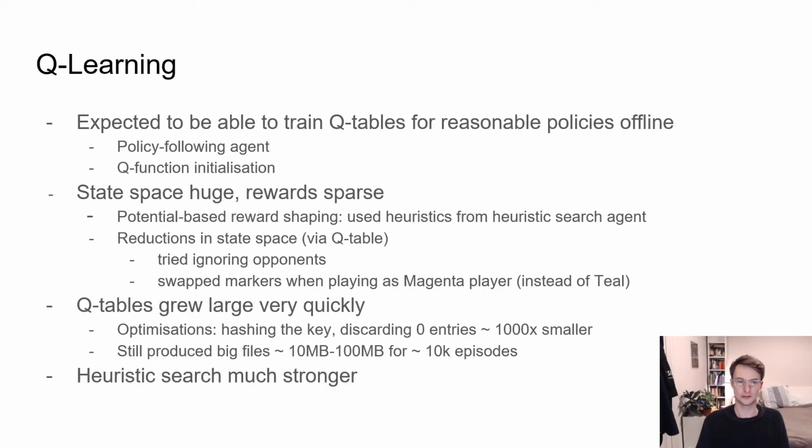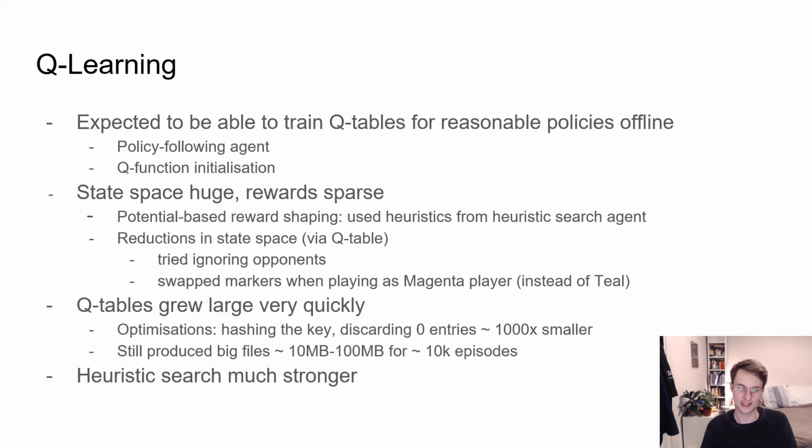So another approach that we tried was Q-learning, and we expected this to be able to train Q tables for reasonable policies in an offline approach, which we could then use in a policy following agent or as initialization for other techniques that use Q tables. Now Yinsh has a huge state space and rewards are pretty sparse, so we used potential-based reward shaping based on the heuristics that we'd already derived.